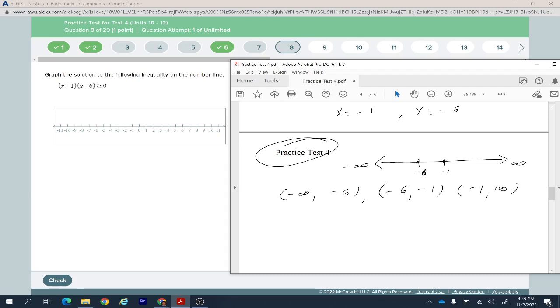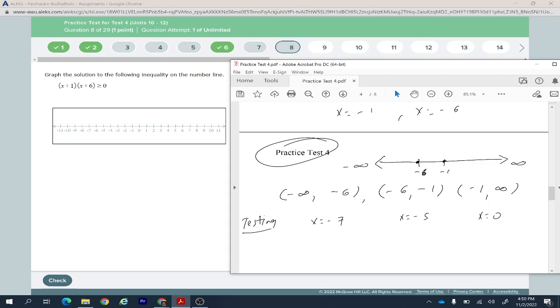So from each of these intervals, take some testing point. Testing point means from here, pick something. Let's say I'm going to pick x equal -7. From here I'm going to pick x equal -5. From here I'm going to pick x equal to 0. You can pick anything from this interval.